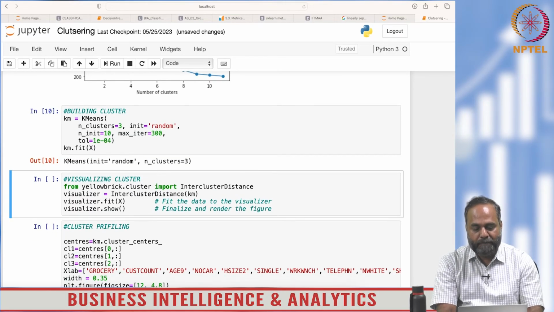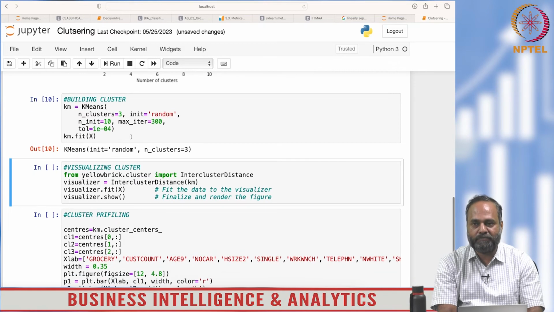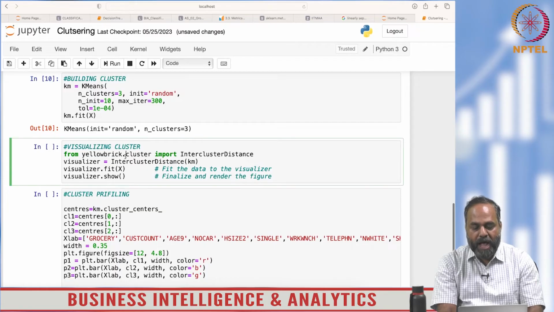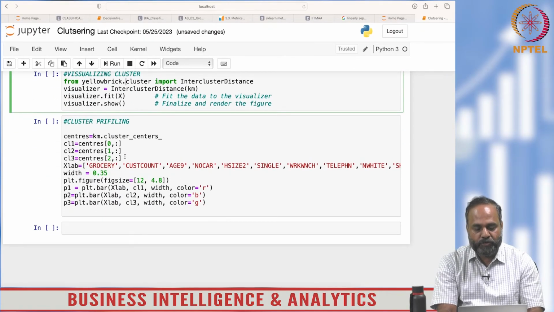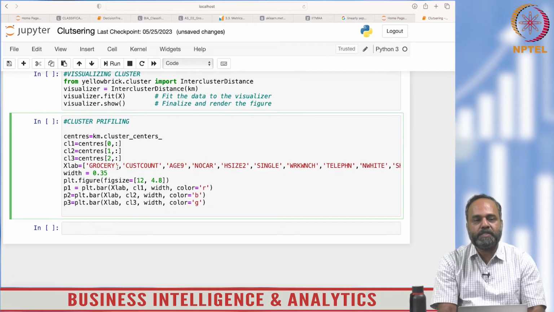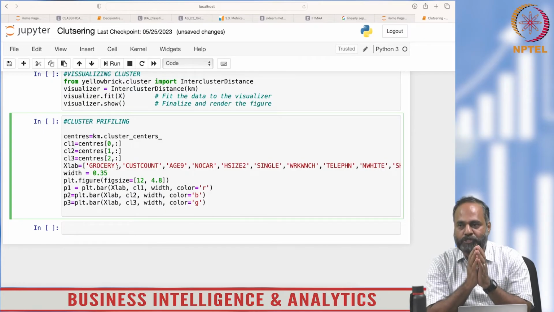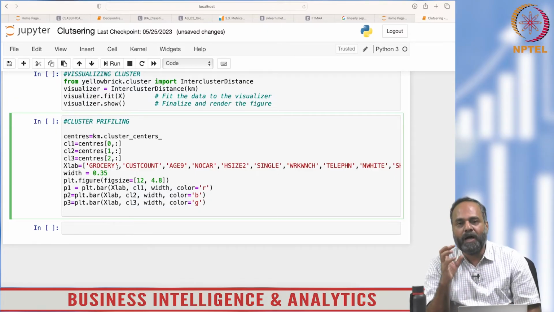Okay, so the k-means cluster is formed, and the name of the cluster object that is created is km. I am not visualizing it using Yellow Brick here, but what is more interesting for me to see is, in order to apply this solution, I need to understand the distinct characteristics of each cluster, what defines the uniqueness of each cluster.